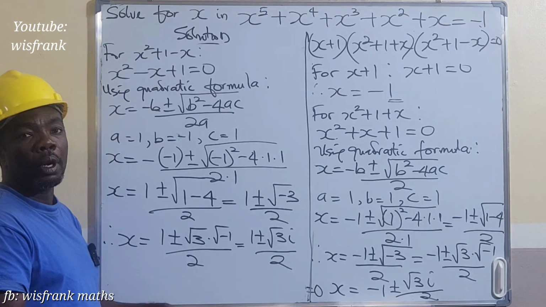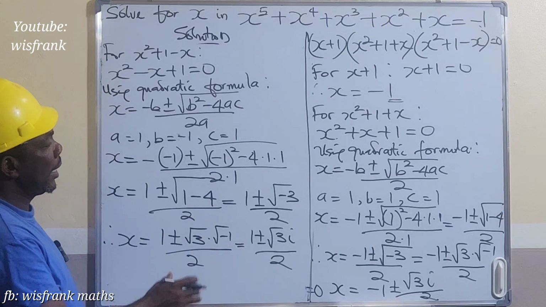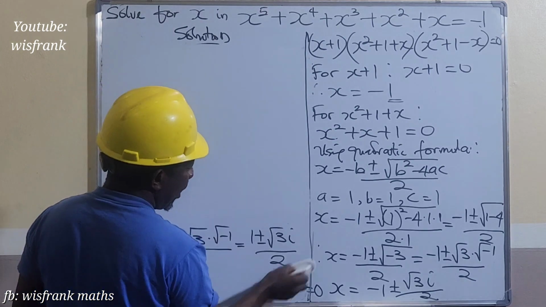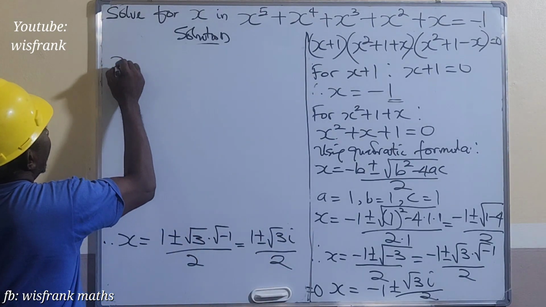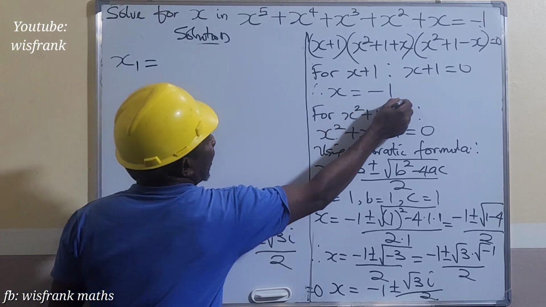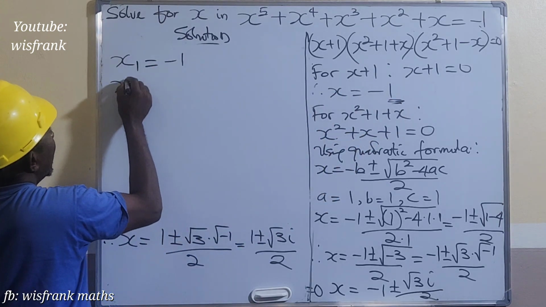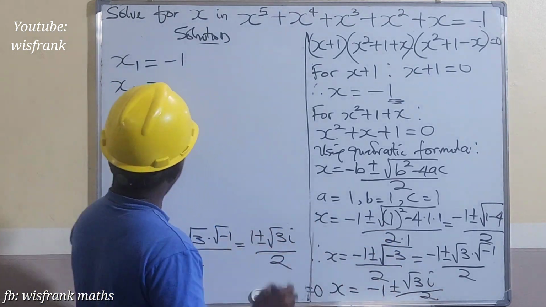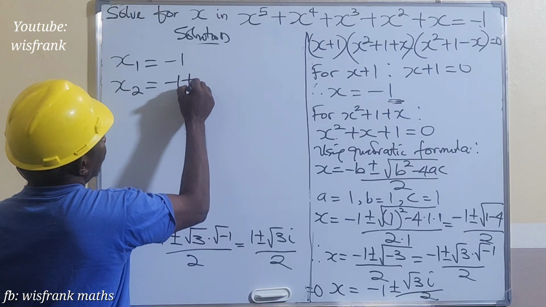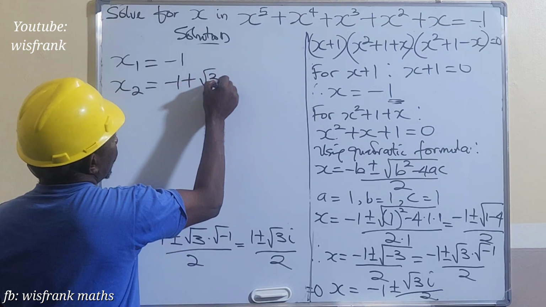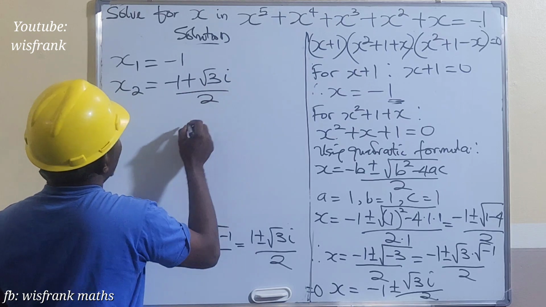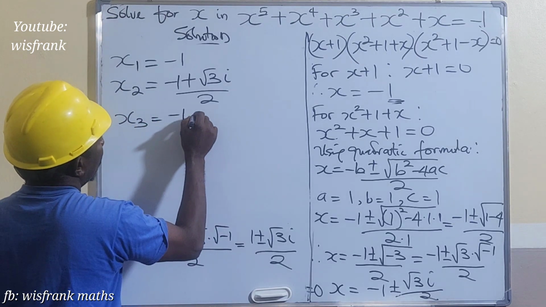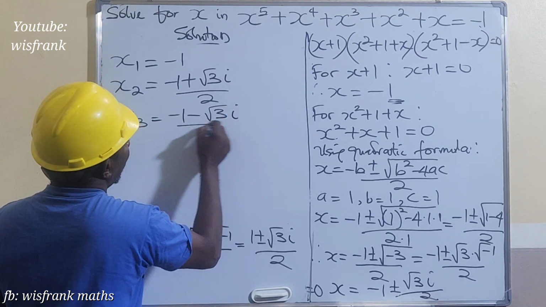So we are going to illustrate the whole solution of x in one place for us to understand. We need to clean this up to illustrate our solution. The first one, x1 = −1. Then x2, from the second solution, taking the positive side first, is (−1 + √3 i) / 2. Then x3 is (−1 − √3 i) / 2.